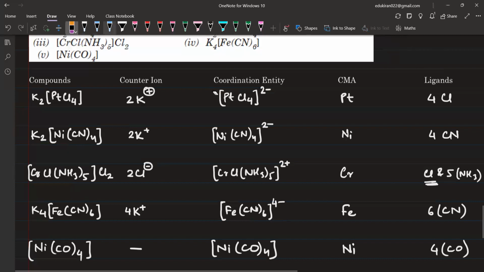Yes, tell me. Sir, when we don't have a counter ion, we don't write the charge on the coordination entity? No, the charge will be zero, zero charge. Okay. Yes, sir.